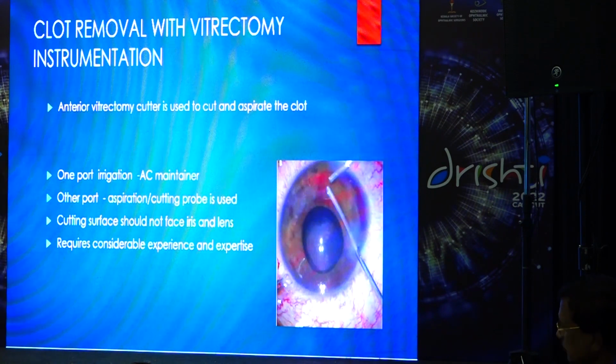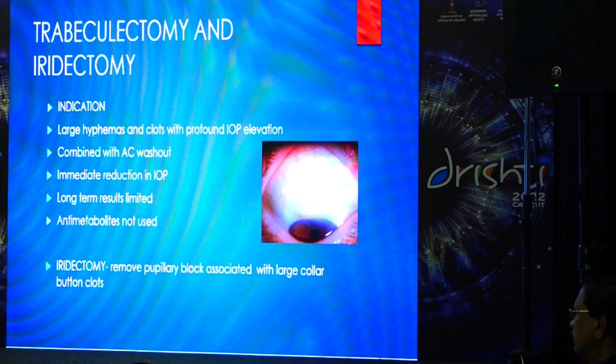Clot removal with vitrectomy instrumentation: an anterior vitrectomy cutter is used to cut and aspirate the clot. Through one port, irrigation is done, and through the other port, the vitrectomy probe is used to cut and aspirate the clot. Care should be taken so that the cutting surface does not face the iris and lens, in order to avoid injury to these structures. And this requires considerable experience and expertise.